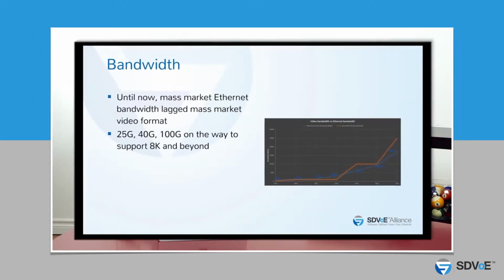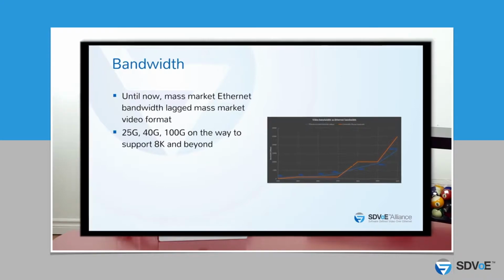So let's look back at the past. If you rewind 10 years ago, we were thinking about 720p, we were thinking about 1080i. The bandwidth of those raw video signals is around 1.5 gigabits per second. And yet the commodity Ethernet technology available was only 1 gigabit per second. So it didn't quite fit.